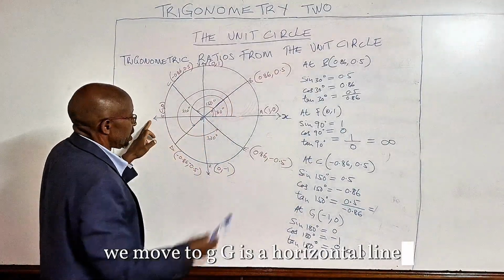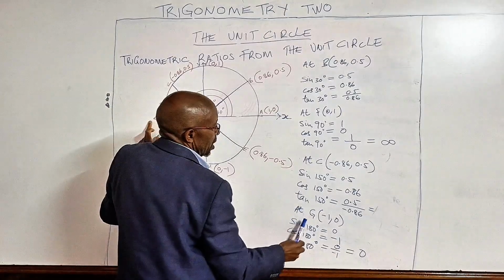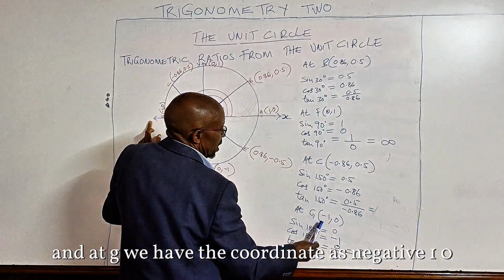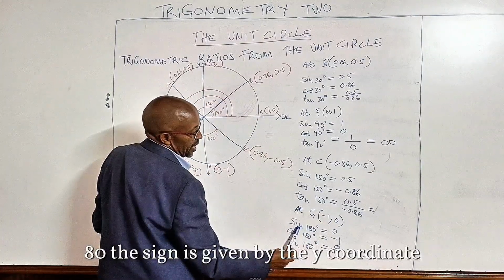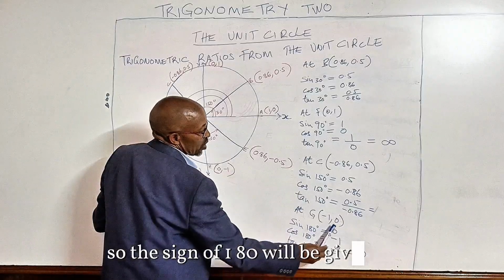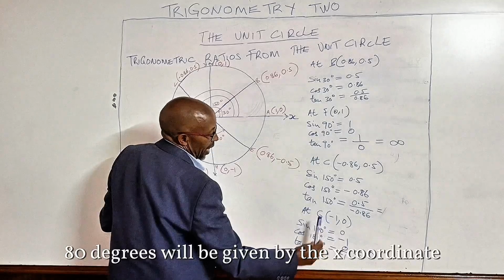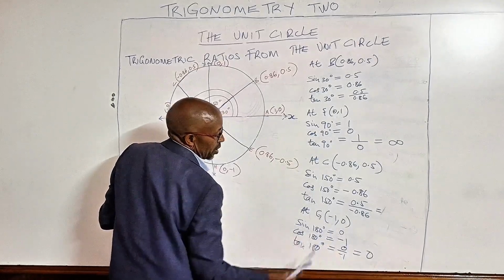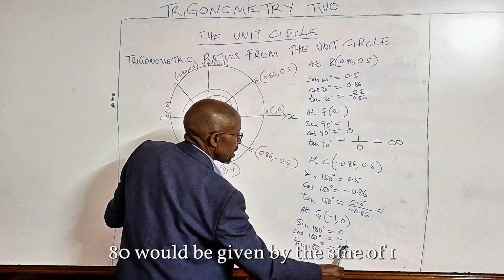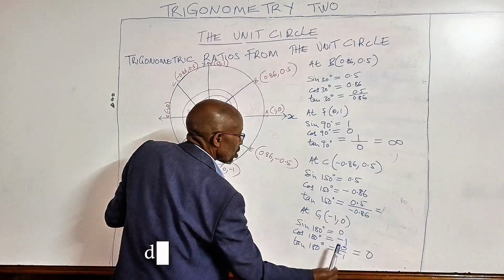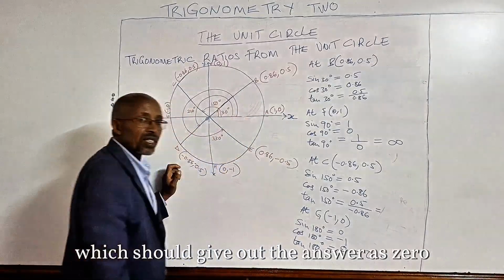We move to G. G is our horizontal line, and the angle is 180 degrees. At G, we have the coordinates negative 1, 0. Therefore, the sine of 180 is given by the y coordinate, which is 0. The cosine of 180 degrees is given by the x coordinate, which is negative 1. Therefore, the tangent of 180 is the sine of 180, which is 0, divided by the cosine of 180, which is negative 1, which gives us the answer 0.